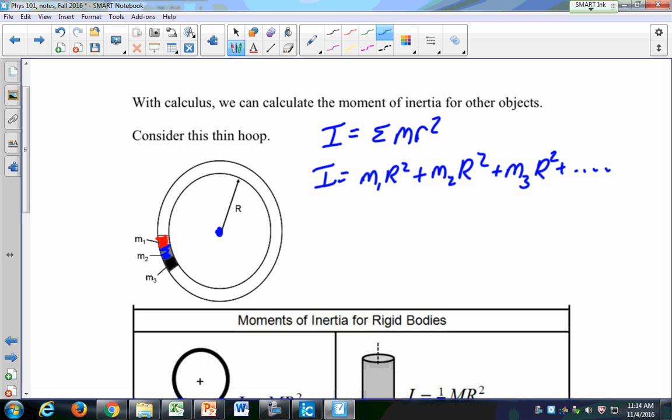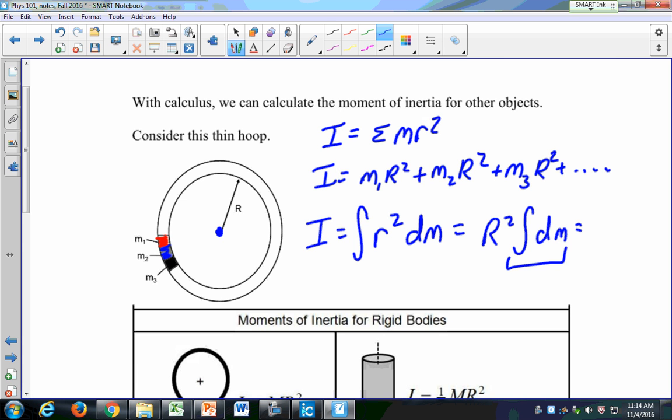Okay, so we're not going to do it in this class, but you can calculate this just by doing the integral of r squared dm. So if you see this in calculus, you know the r doesn't change, so I can take it out, the integral of dm, and when I integrate over all of dm, I just get the mass of the hoop.